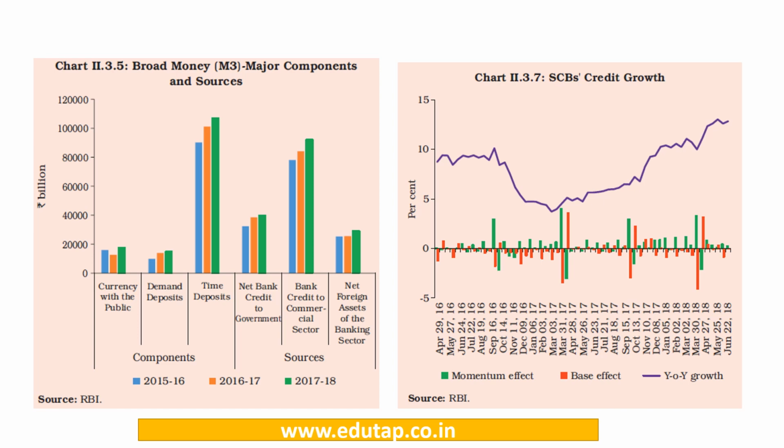You can see the growth in the past 3 years in all these components. This is about the currency with the public, demand deposits. Time deposits are a very huge component, and then there is net bank credit, and there are the net foreign assets of the banking sector. So these are the different components of broad money, and you can see how they have contributed to the growth in broad money in the overall economy. Similarly, you can look at the credit growth in the scheduled commercial banks in this chart. You can see that it has also picked up in 2017-18.